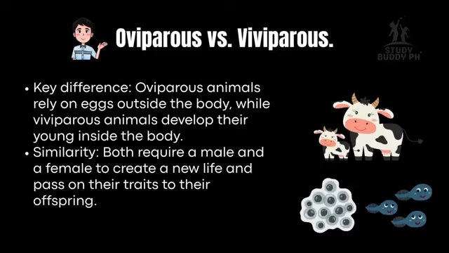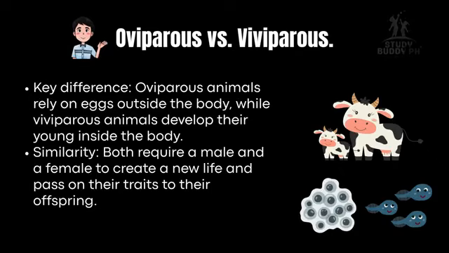Oviparous versus viviparous. Key difference: oviparous animals rely on eggs outside the body, while viviparous animals develop their young inside the body. Similarity: both require a male and a female to create a new life and pass on their traits to their offspring.